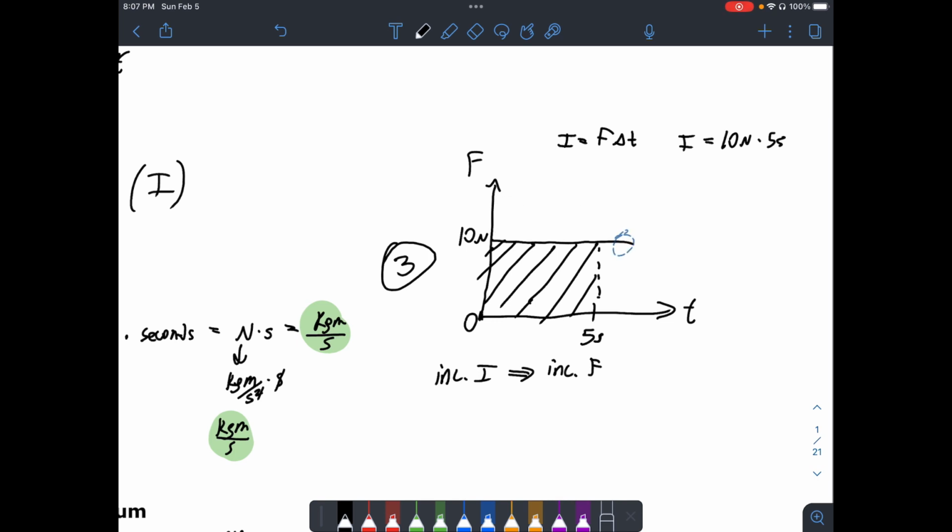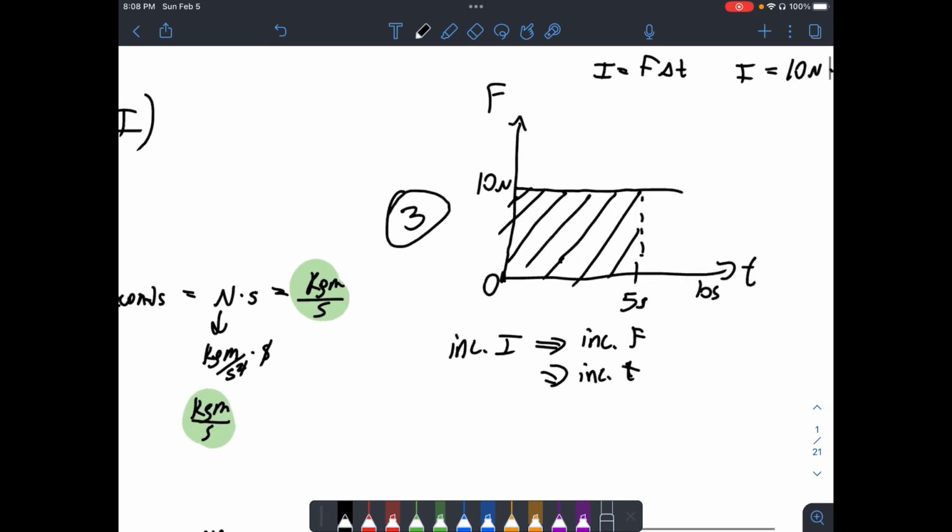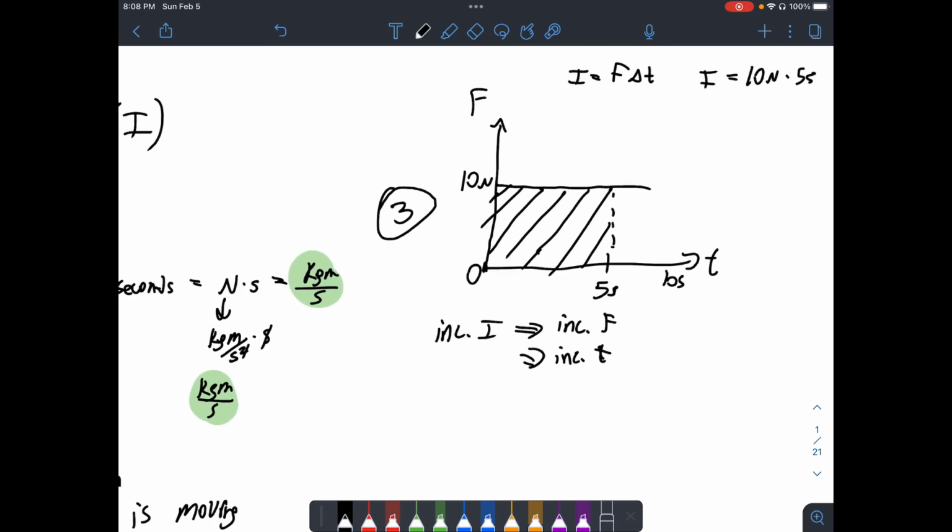Or I could increase the time that I'm applying the force. So if I come out here to, let's just say like 10 seconds, now I have, again, increased my area or increased my impulse. All right, so that's our two ways of increasing impulse. We can increase our force applied or the time that force is being applied over.